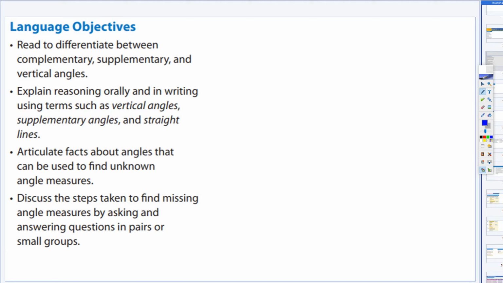I can explain reasoning orally and in writing using terms such as vertical angles, supplementary angles, and straight lines. I can articulate facts about angles that can be used to find unknown angle measures. I can discuss the steps taken to find missing angle measures by asking and answering questions in pairs or small groups.